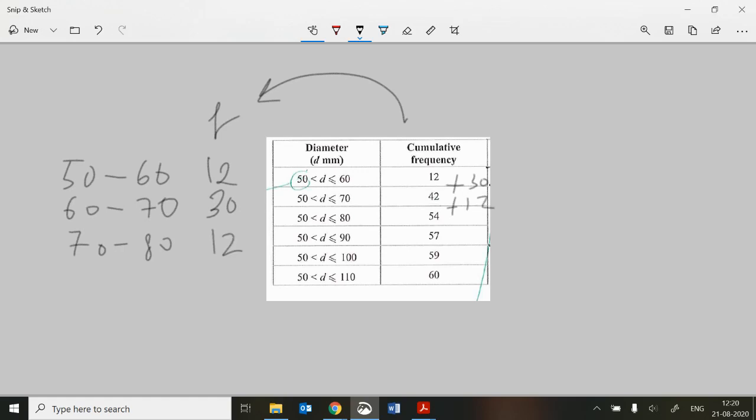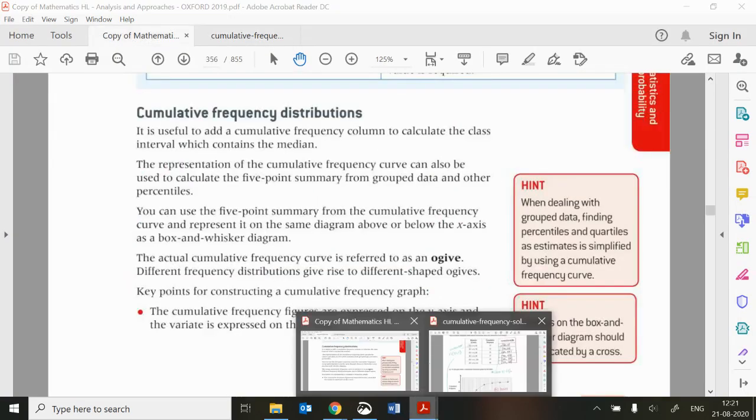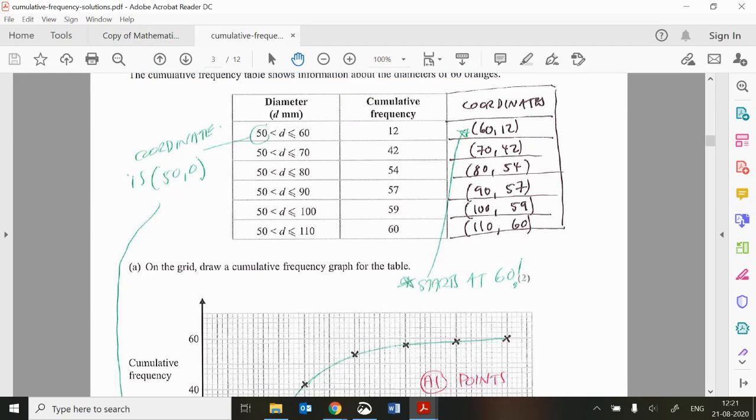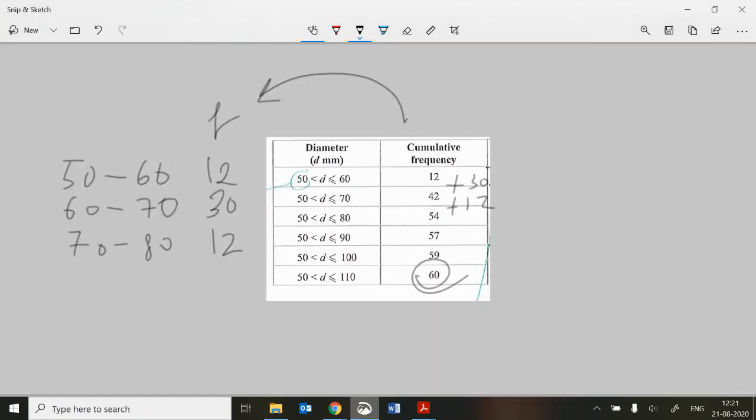Okay, now when you come to the end of your cumulative frequency, that gives you your grand total that we care about. It's 60 oranges here. Was it 60? I thought it was 80. Maybe it was 80 in the other one. 60, okay. Right. Okay, so there you go.